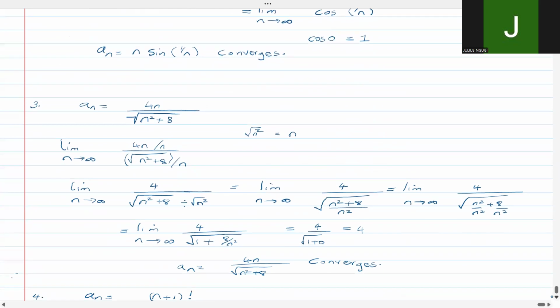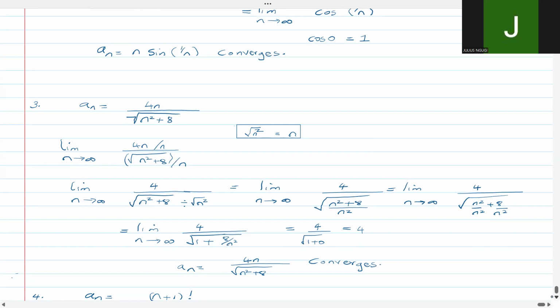For the third one, a_n equals 4n divided by the square root of n squared plus 8. So we first check that the highest power of n is n in this case, because the square root of n squared is n. So we divide by n on both numerator and denominator to have 4 divided by the square root of n squared plus 8. This is dividing the denominator by the root of n squared because it's the same as n.